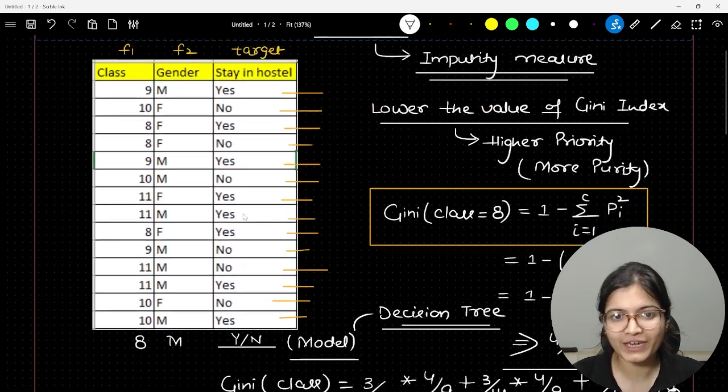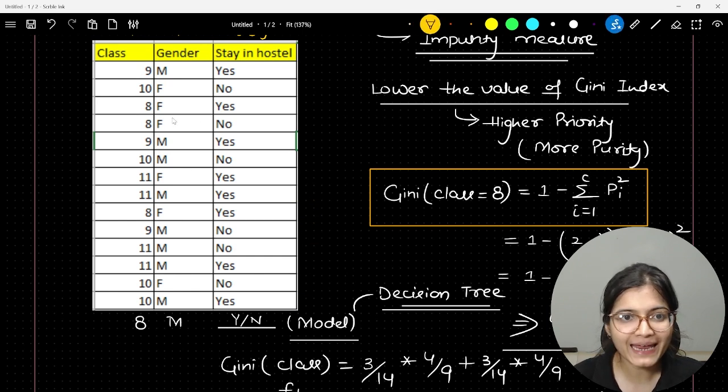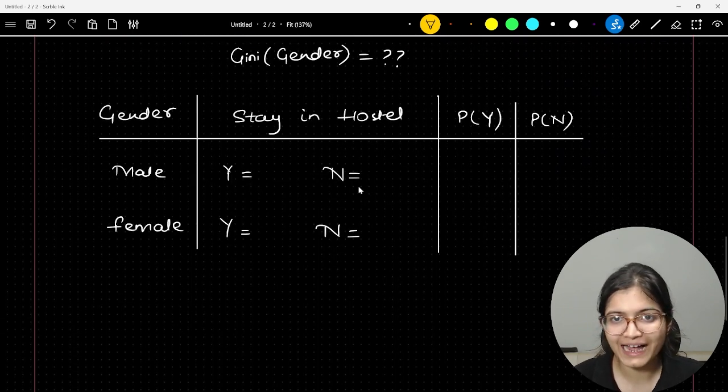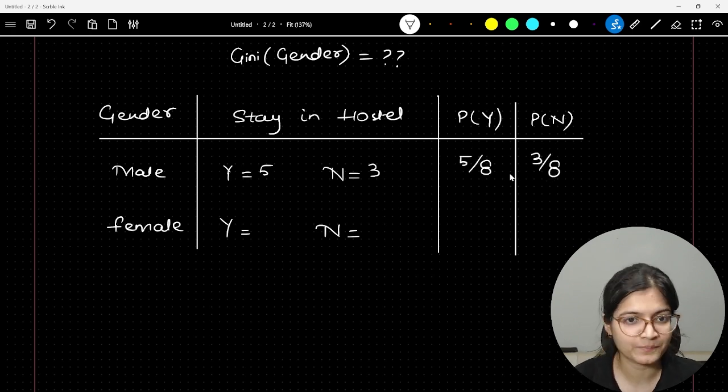Male and yes, how many of them are there? Male and yes. So 1, then 2, then 3, then 4, and then 5. How many no's are there? 1, then 2, then 3. So 5 yes and 3 no's. What is the probability? It will definitely be 5 by 8. The probability of no is 3 by 8.